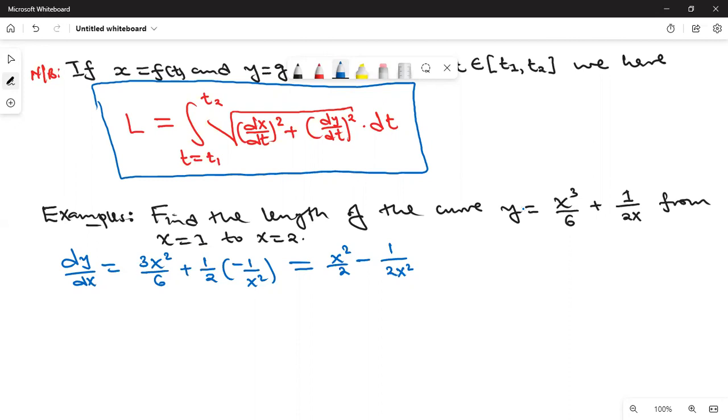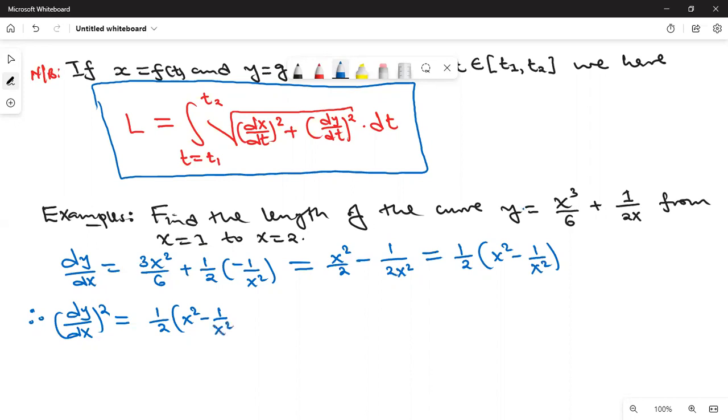Now I need to find dy dx squared. Remember this 1 over 2 is common, so you could factor out 1 over 2 so that we have x squared minus 1 over x squared. So you can now say that dy dx, and this is now supposed to be squared, is simply 1 over 2 times x squared minus 1 over x squared, and the whole of this is squared, which can be written as now 1 over 4, because 1 over 2 squared is 1 over 4, times x squared minus 1 over x squared, squared. That's what we have.